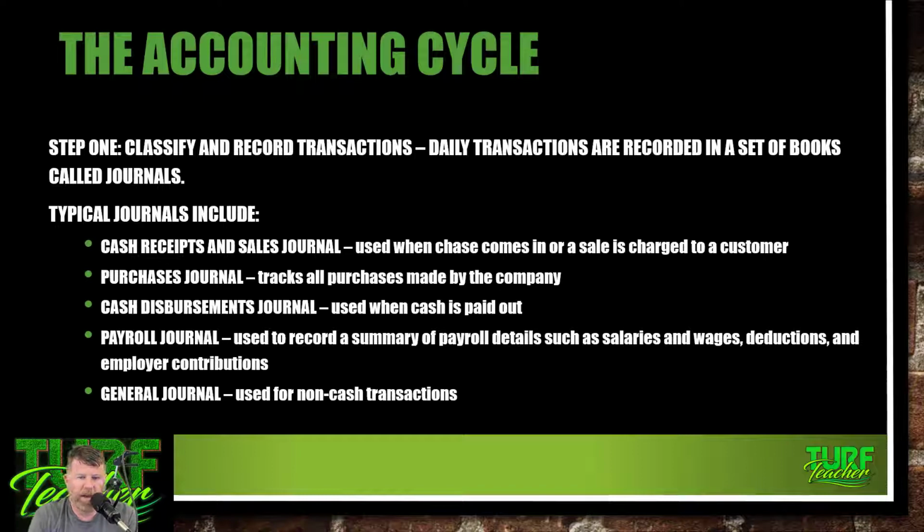This is used when cash comes in from a sale and is charged to a customer. Purchase journal, this tracks all purchases made by the company. Cash disbursements is used when cash is paid out. Your payroll journal is used to record a summary of payroll details such as salaries, wages, deductions, and employer contributions.